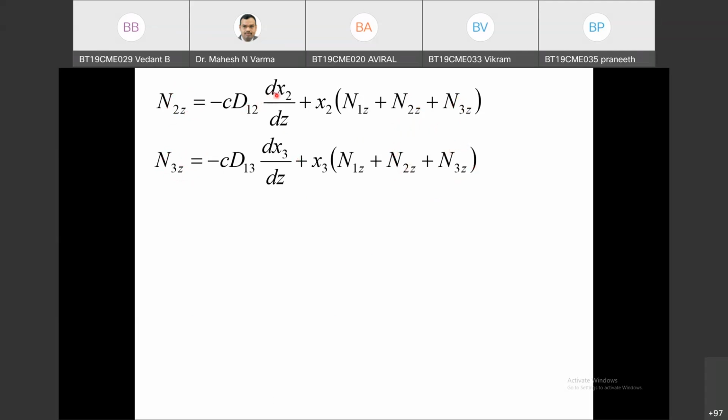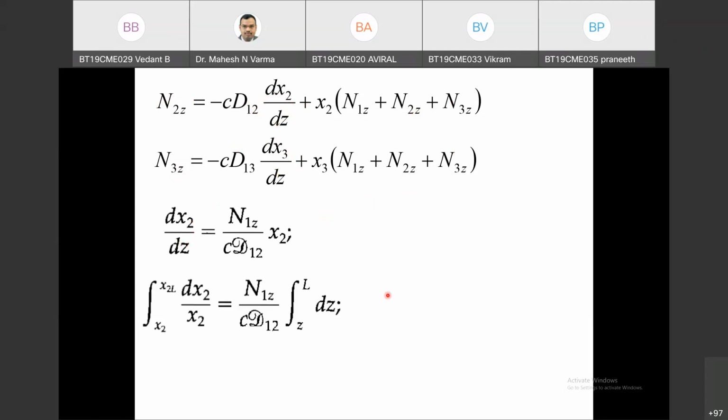So I can get the variation of species 2 with respect to Z, the variation of species 3 with respect to Z. Rearranging this equation, I will get N2Z equals 0, N3Z equals 0. Similarly, here N3Z equals 0, N2Z equals 0. Rearranging this equation, I will get the concentration variation, and integrating between the limits and substituting the limits of integration.